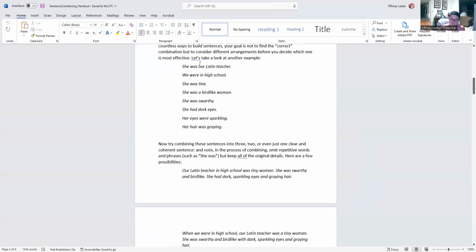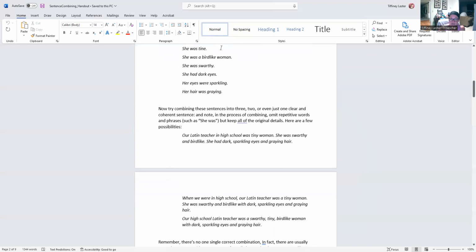So our Latin teacher in high school, she was a tiny woman. She was swarthy and bird-like. She had dark sparkling eyes and graying hair. We could get it down to 2 sentences though. When we were in high school, our Latin teacher was a tiny woman. She was swarthy and bird-like with dark sparkling eyes and graying hair. Yeah, we do have 2 things about her eyes, dark and sparkling.